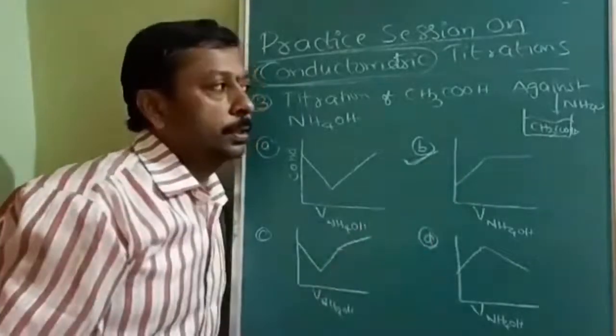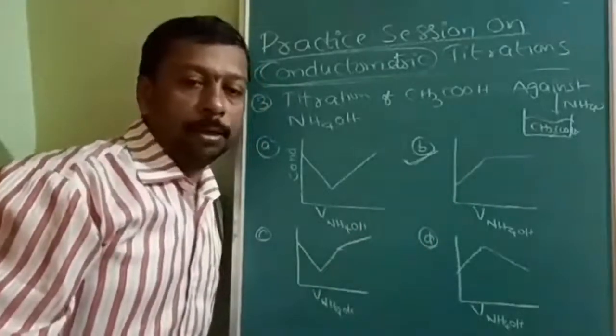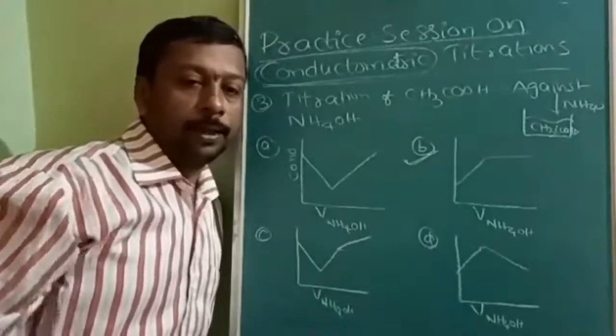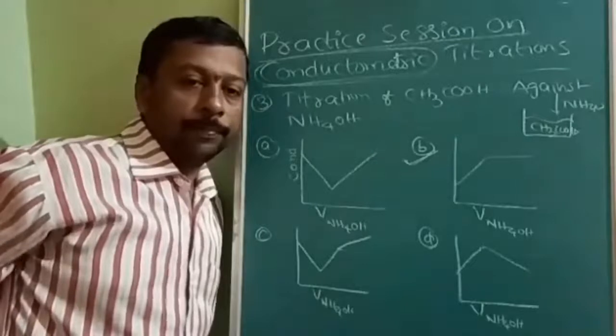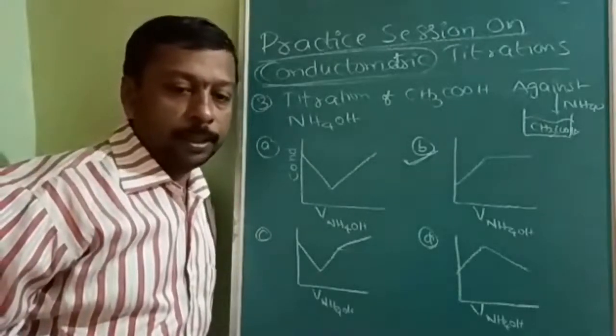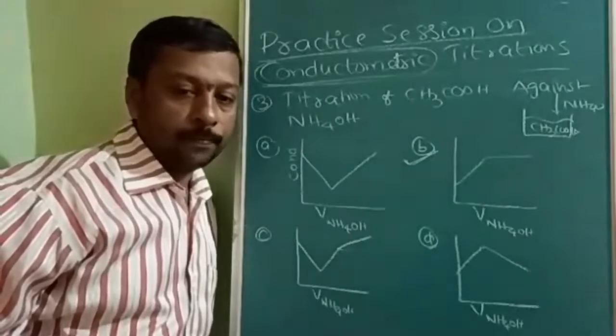What will be the answer? The answer will be B. Number of ions will remain same. So the answer is B. Write a reason-wise explanation.